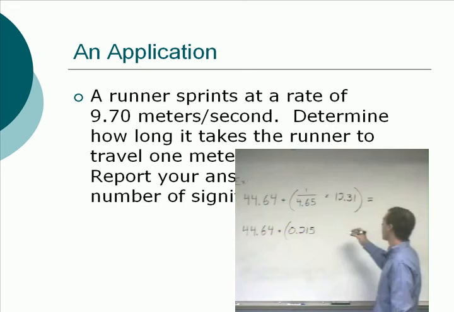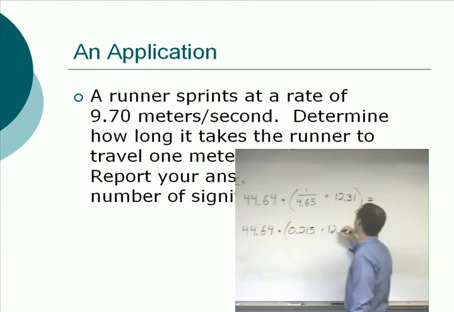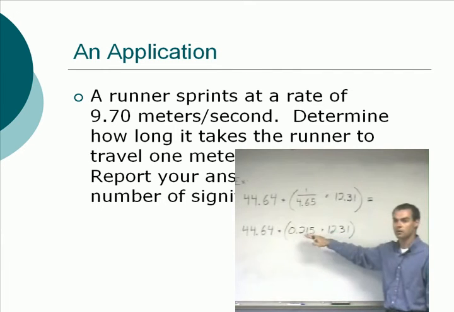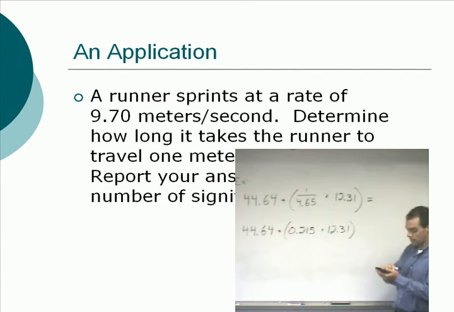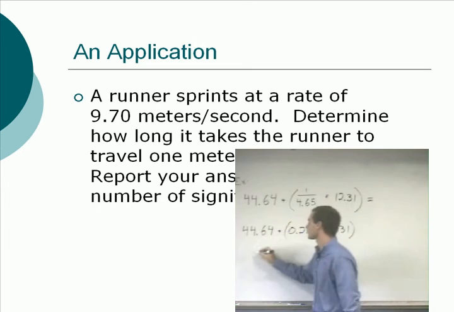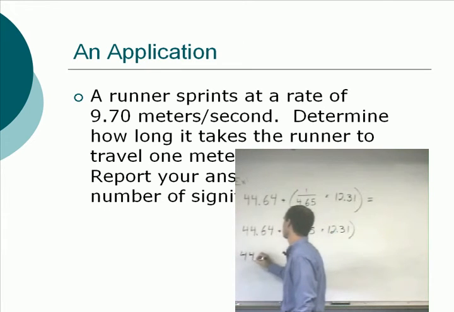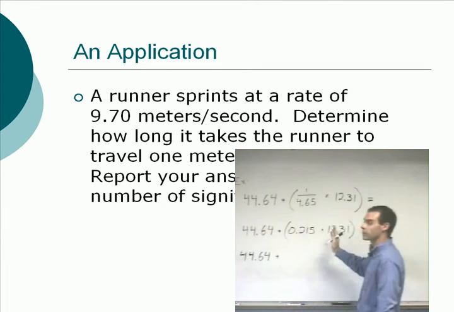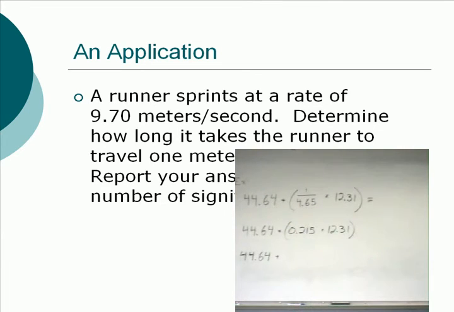Now we're going to multiply that by 12.31. We have to do the parentheses next here. So we're going to take 0.215, 3 sig digs, times 12.31, 4 sig digs. And what do we get for a product here? How many sig digs can we keep? 3? 2.65, that's right.